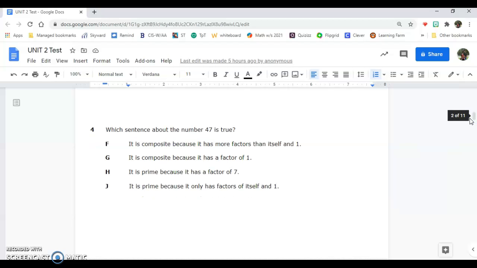Number 4. Which sentence about the number 47 is true? F. It is composite because it has more factors than itself and one. G. It is composite because it has a factor of 1. H. It is prime because it has a factor of 7. Or J. It is prime because it only has factors of 1 and itself. Which sentence about the number 47 is true?